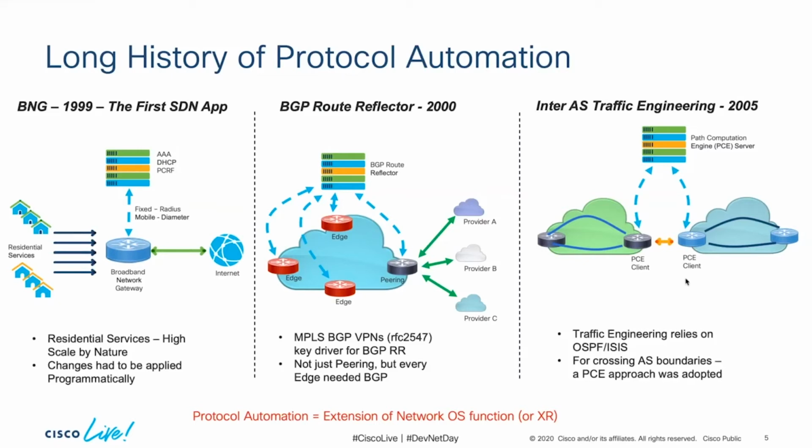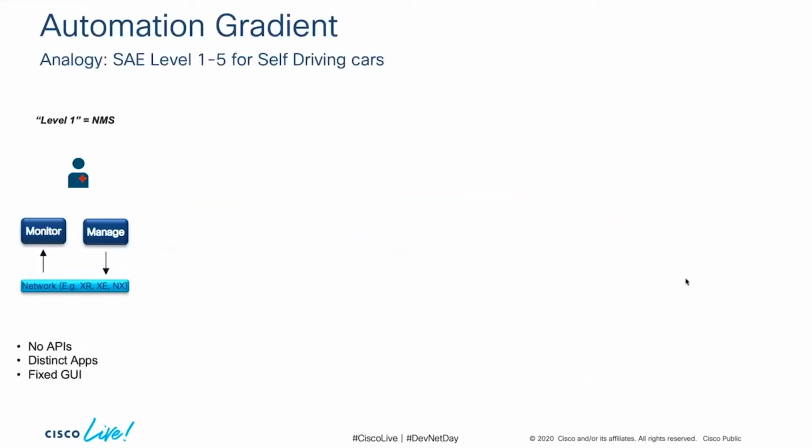Now, in automation, it's important to understand that there are going to be levels of automation. First of all, I'm going to use the example of SAE levels 1 through 5. Pretty interesting concept. If you're not familiar with it, just do a quick Google. You'll find this for self-driving cars. Level 1, you really need to drive the car. Level 5, you fall asleep. So in our world, level 1 is NMS, monitoring and managing. And these were separate apps. They were fixed GUIs. You could not extend them. And that's what NMS was.